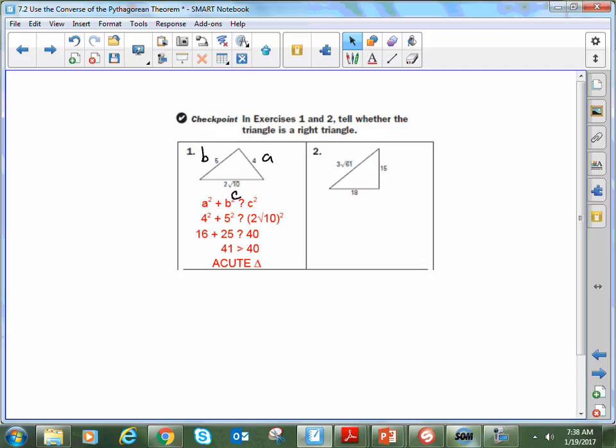Well, we get 41 for the sum of the 2 legs, and 40 for what we think is the hypotenuse. So in this case, because the longest side squared is less than the sum of the other 2 sides squared, this triangle is not a right triangle, it's actually an acute triangle. Repeating the same process on the other figure, in this case it is a right triangle, because the sum of the two smaller sides squared is equal to the third side squared.